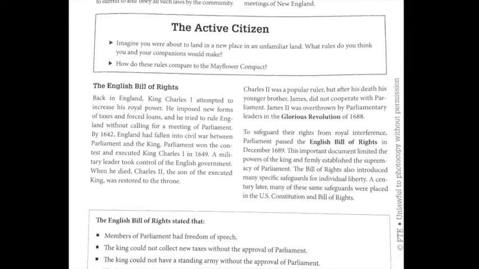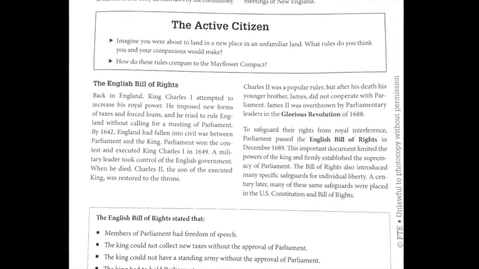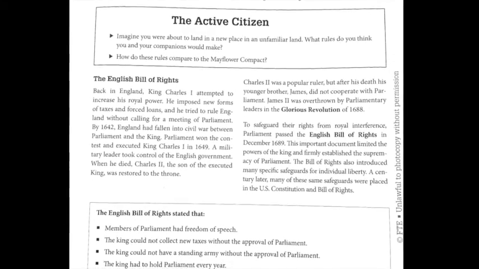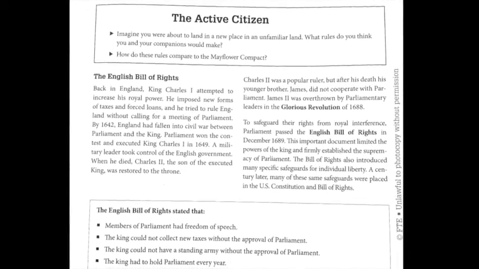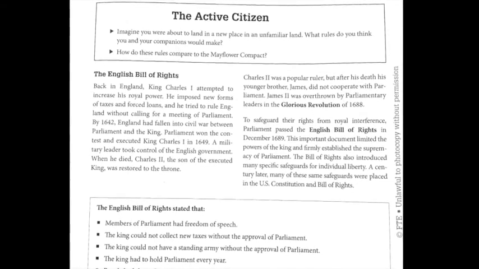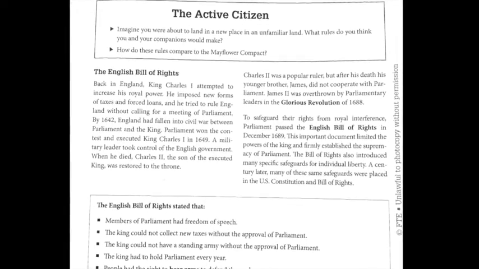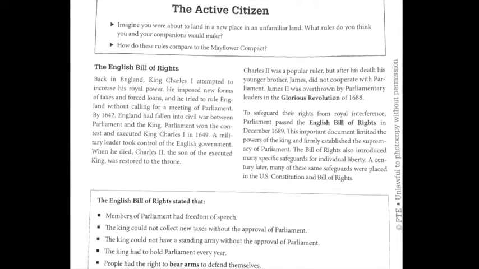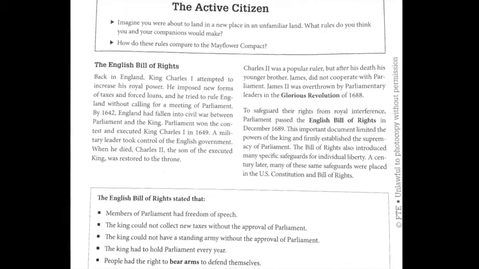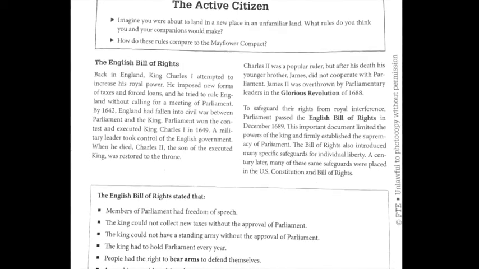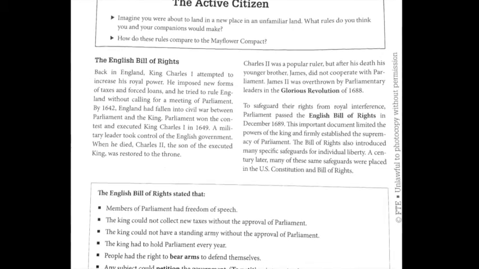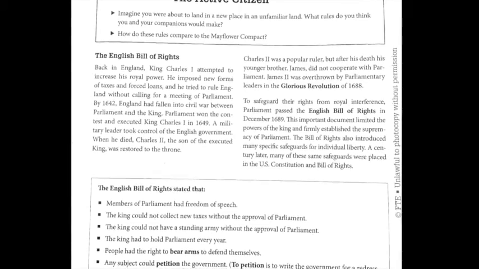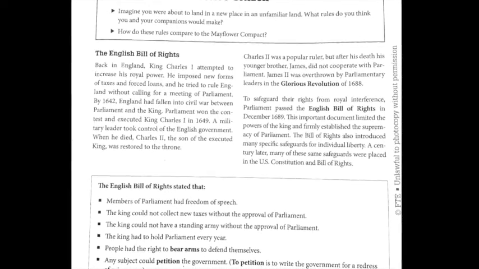A military leader took control of the English government. When he died, Charles II, the son of the executed king, was restored to the throne. Charles II was a popular ruler, but after his death, his younger brother James did not cooperate with Parliament. James II was overthrown by parliamentary leaders in the Glorious Revolution of 1688. To safeguard their rights from the royal interference, Parliament passed the English Bill of Rights in December 1689. This important document limited the powers of the king and firmly established the supremacy of Parliament.